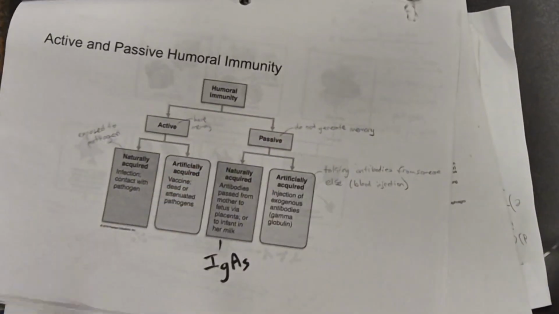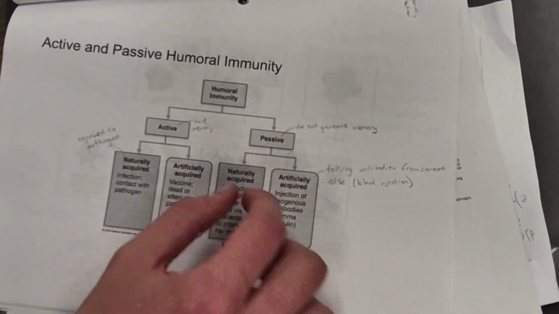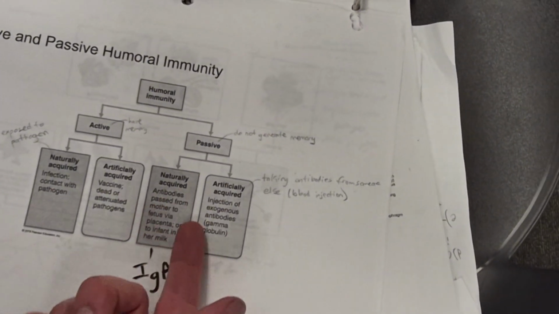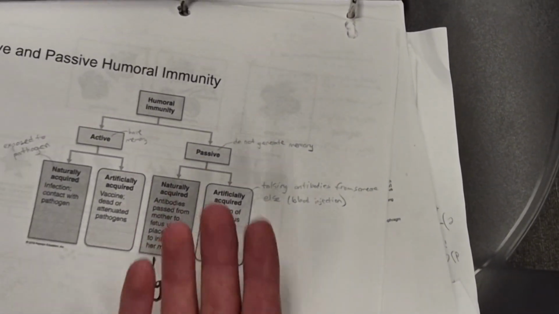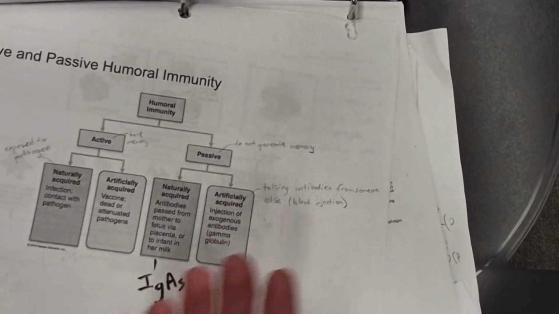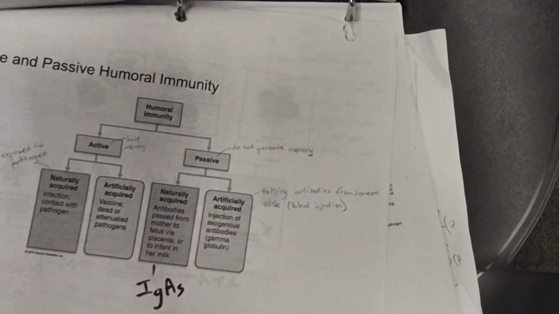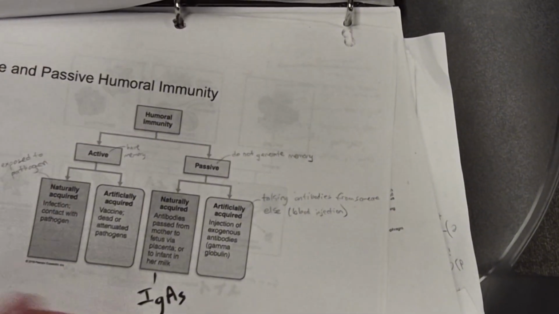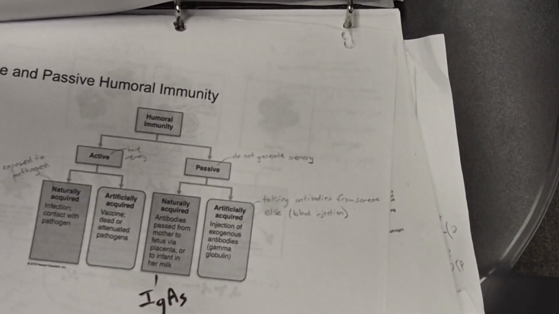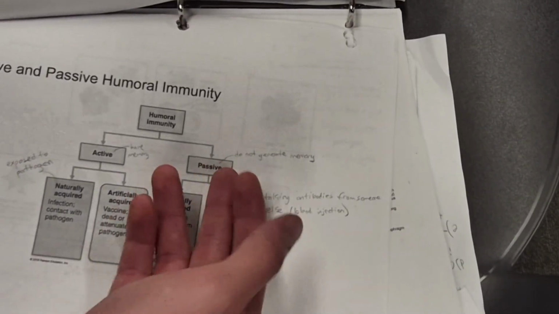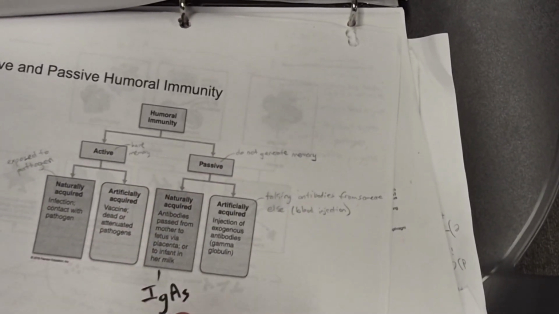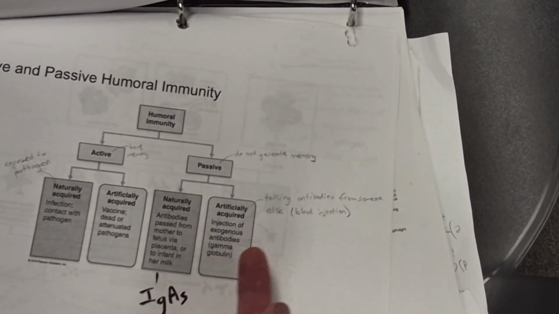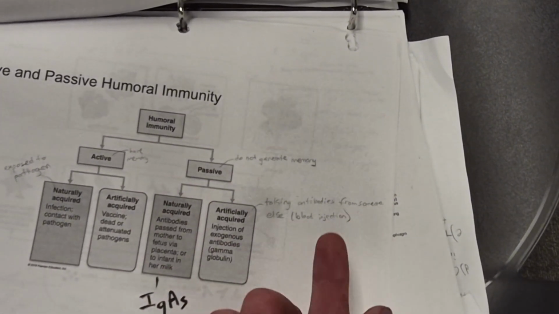Now, passive immunity, this you also have naturally acquired or artificially acquired. The naturally acquired passive immunity is when the antibodies are passed to the baby through the placenta, or to a baby whose mother breastfeeds, right? Because IgA antibodies come from mother's milk, so that's how you passively, naturally acquire IgA antibodies. You can also do it artificially, where you inject exogenous antibodies through a blood transfusion.